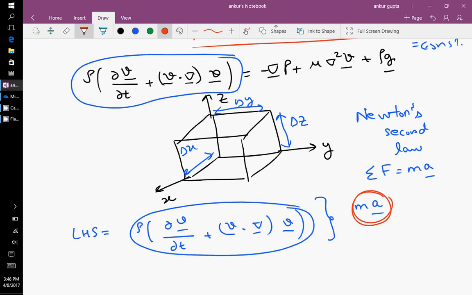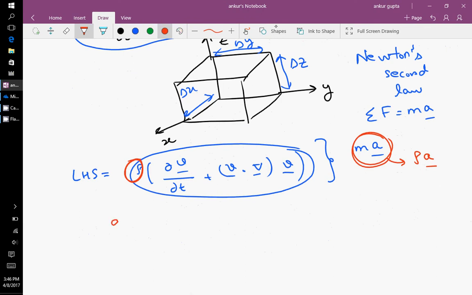However, we are doing this on a per unit volume basis. So mass times acceleration actually becomes rho times acceleration. So that's why there is a rho here. And this del v by del t plus v dot del v vector is actually the acceleration, and as we had discussed in class, this is the substantial derivative of the velocity vector, or the material derivative of the velocity vector.